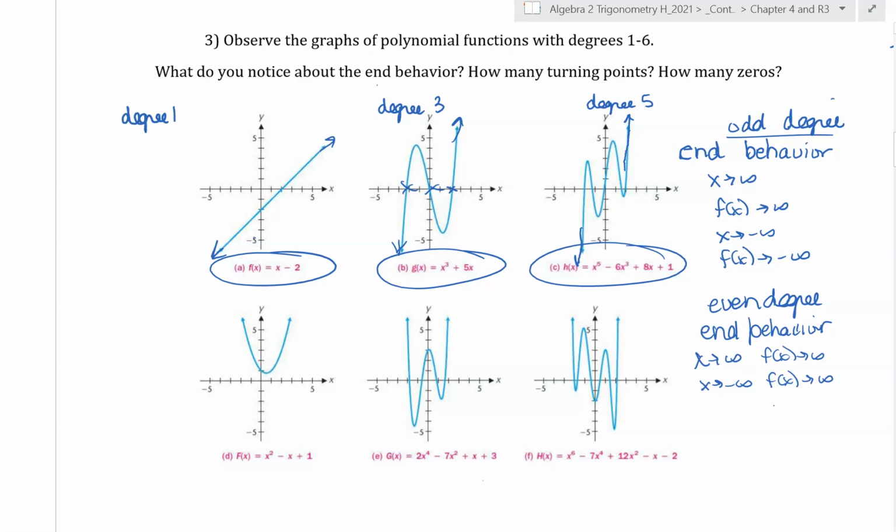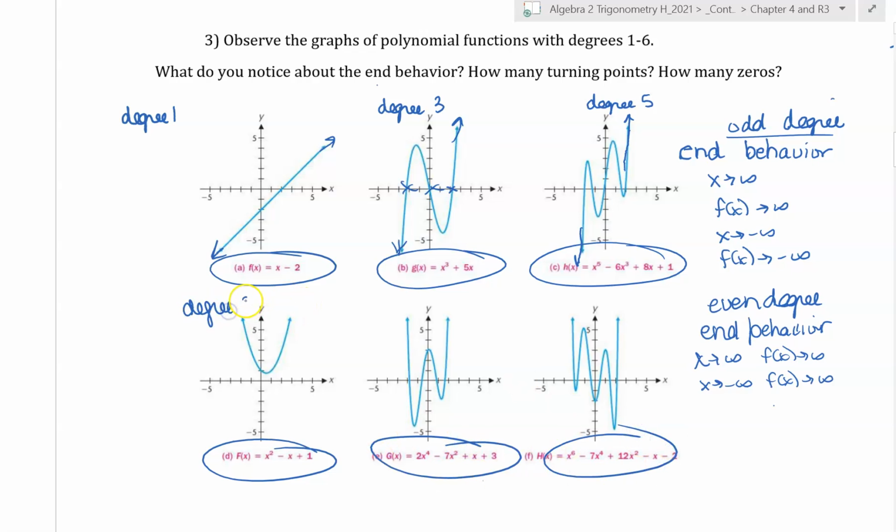So also take a look at the even degree functions. So this was the parabola, a degree of 2. We had a fourth degree, and degree 6. So that was an even degree. And look at this, the end behavior. As x is approaching infinity, the y value is approaching infinity. As x is approaching negative infinity, the y value is approaching positive infinity. So all of the even degree functions had that same end behavior.